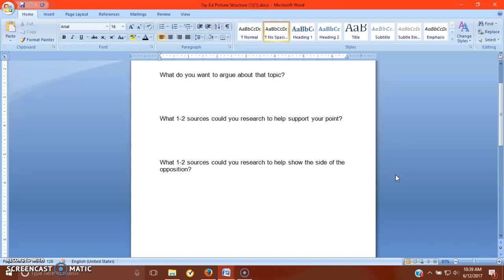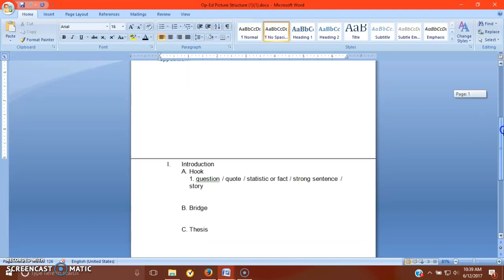So it's basically, there's this issue that exists, and hopefully it's a local issue. You are writing this op-ed to change opinions about this local issue, to call people to action, something like that. Pretend like you're going to actually file it to a committee. That might help. Or you might even publish it in the school's newspaper in the opinion column. So all of those things are to keep in mind for your overall paper.